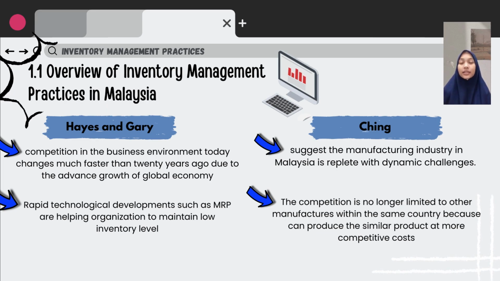Other than that, based on Ching's research, he suggests the manufacturing industry in Malaysia is ripe with dynamic challenges. The competition is no longer limited to other manufacturers within the same country, but open to global competition, including neighboring ASEAN countries and China, who can produce similar products at more competitive costs. It means that organizations in Malaysia must focus on their production and how to minimize their costs in producing the product.